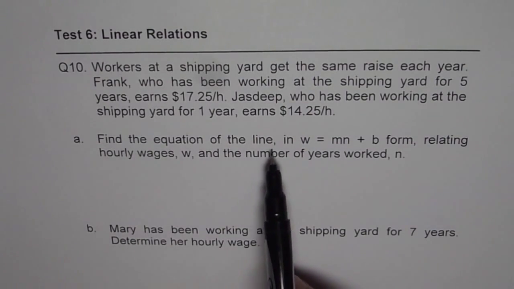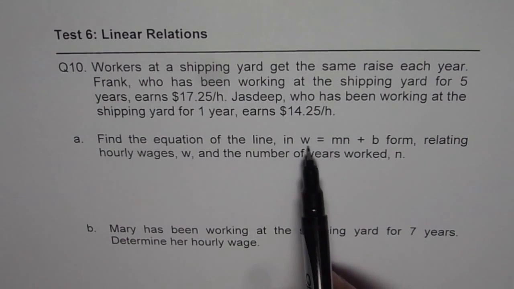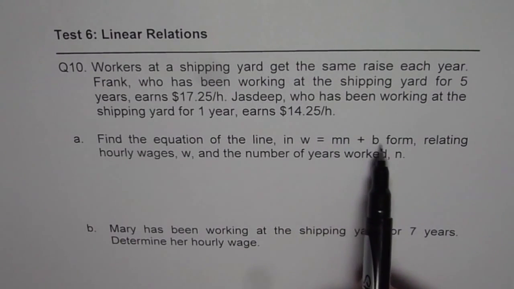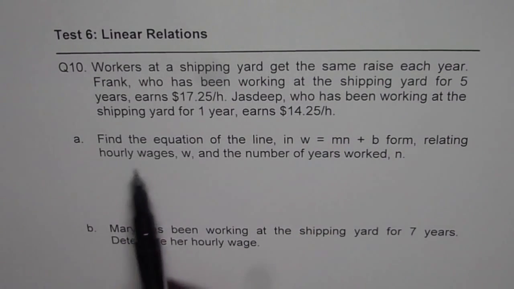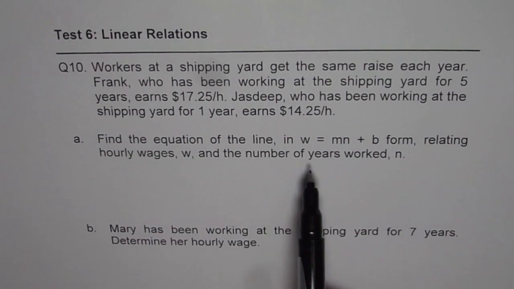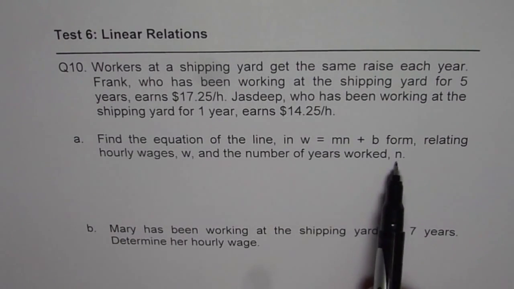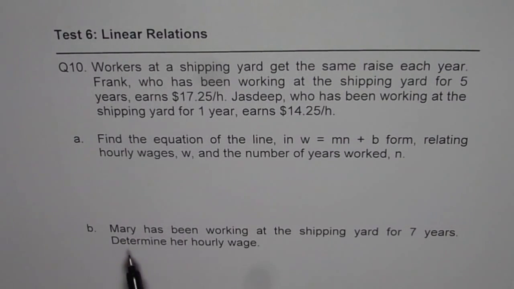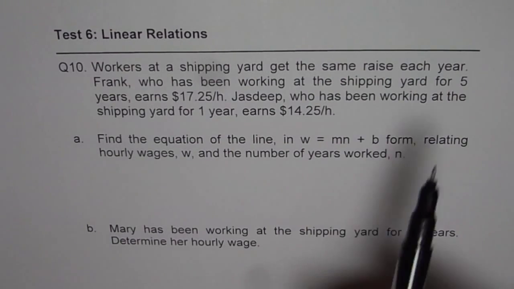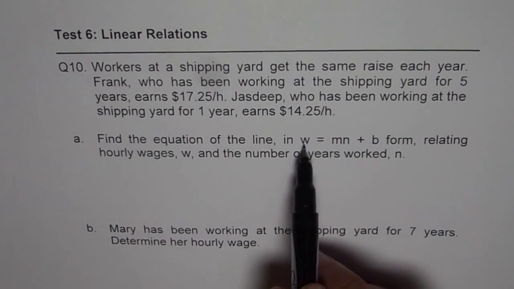Find the equation of the line in W equals mn plus b form relating hourly wages W and the number of years worked n. Part B: Mary has been working at the shipping yard for 7 years. Determine her hourly wages. Now what we are given here is the number of years n and wages W.